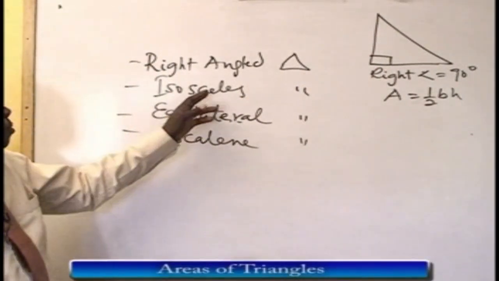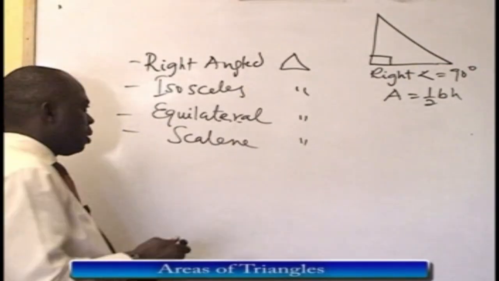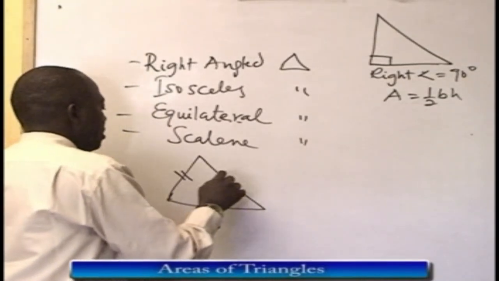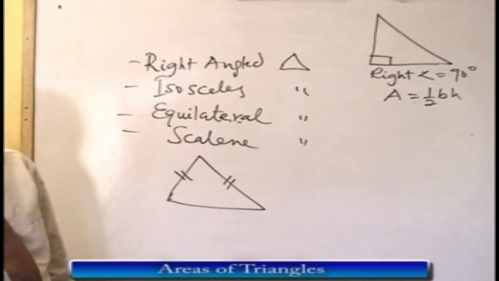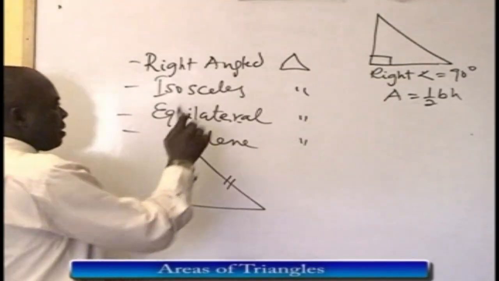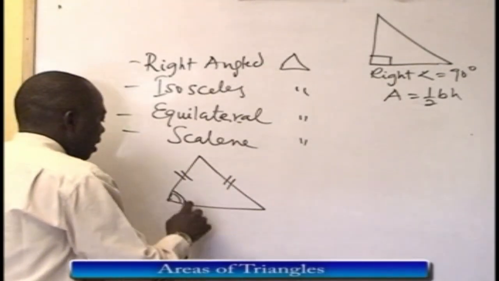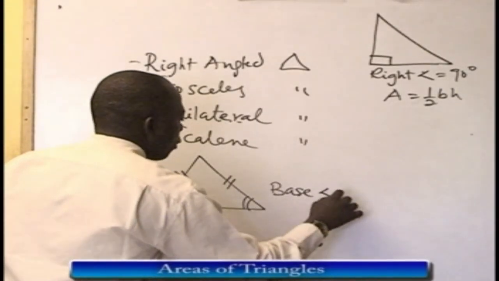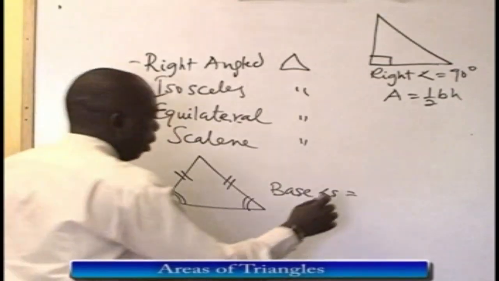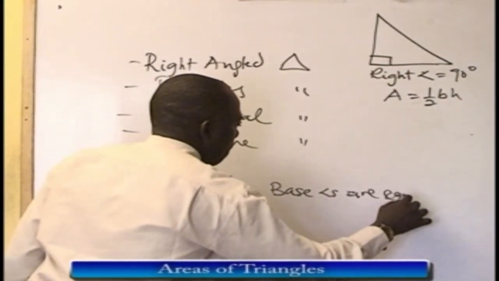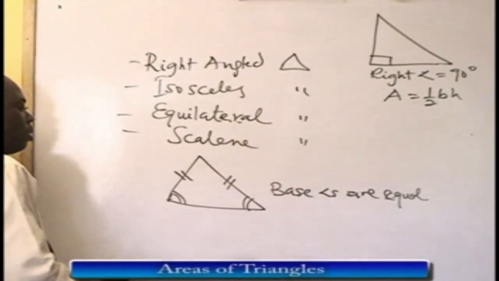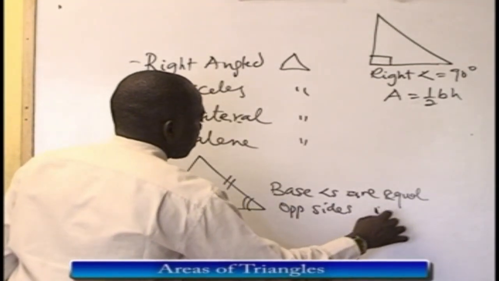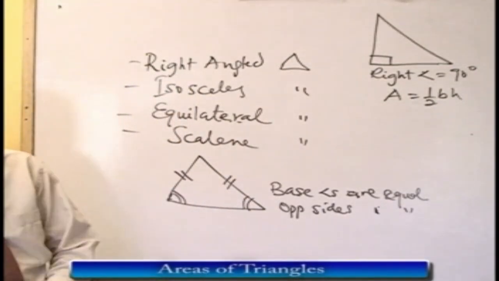Again, the second one is the isosceles triangle. How will you be able to know an isosceles triangle? Your knowledge of an isosceles triangle will be handy when we get to geometry. One of the basic properties of an isosceles triangle is that the base angles are equal. Opposite sides are also equal.